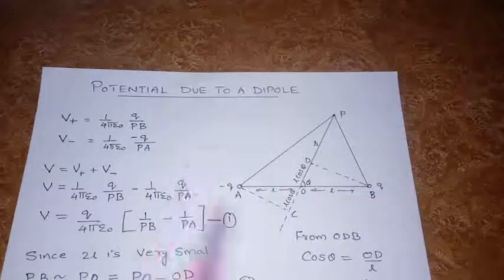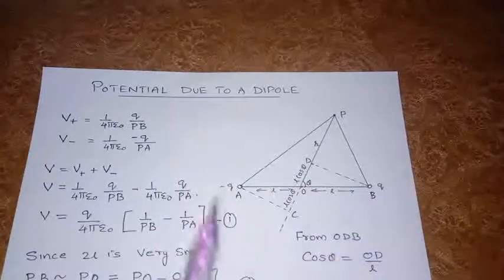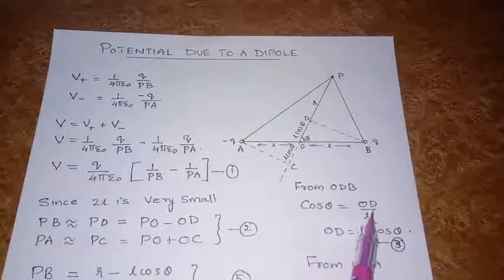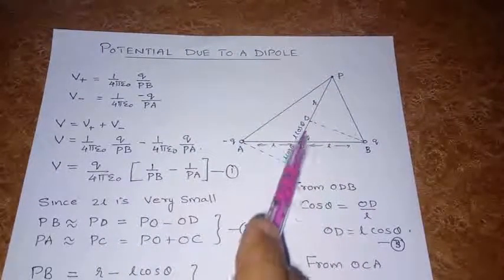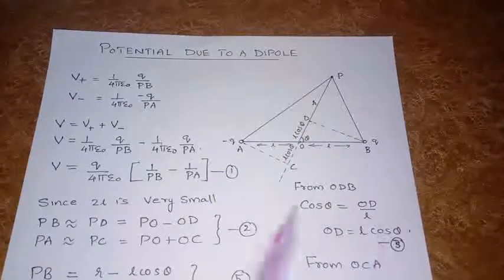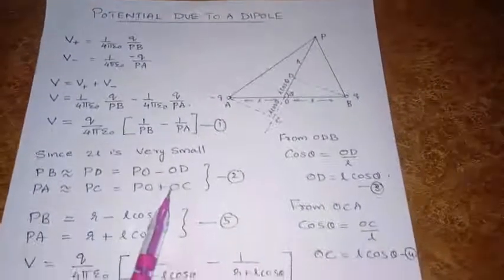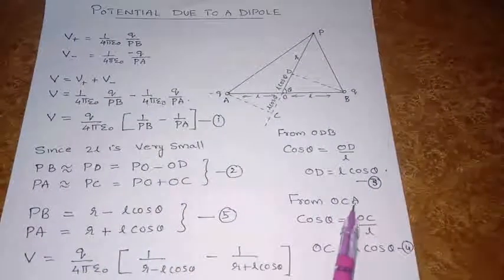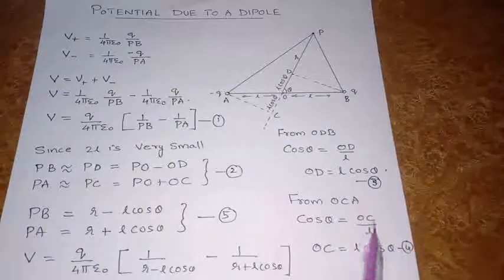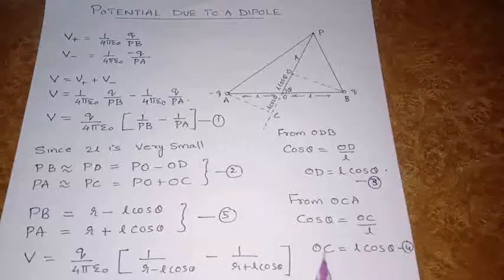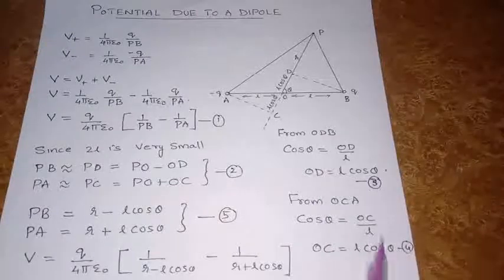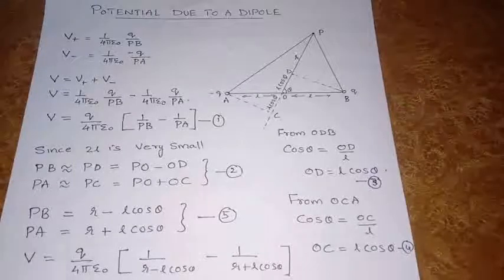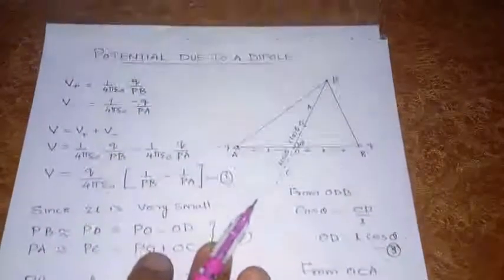From this right angle triangle ODB, you can see cos theta is equal to OD divided by L. Therefore OD is equal to L cos theta. Similarly, from right angle triangle OCA, cos theta is equal to OC divided by L. Therefore OC is equal to L cos theta. So we'll be using these particular distances OD and OC in this derivation.